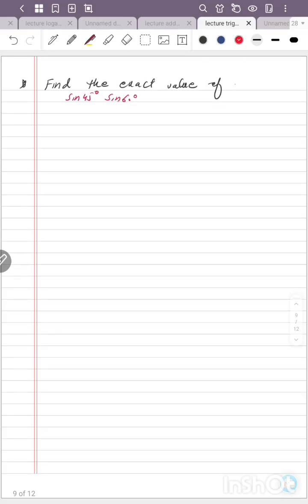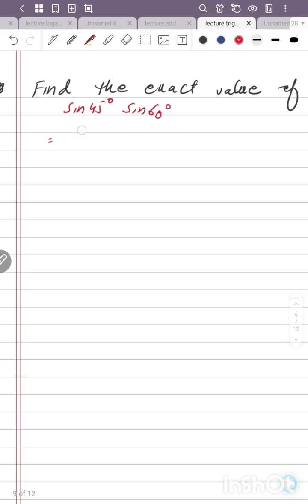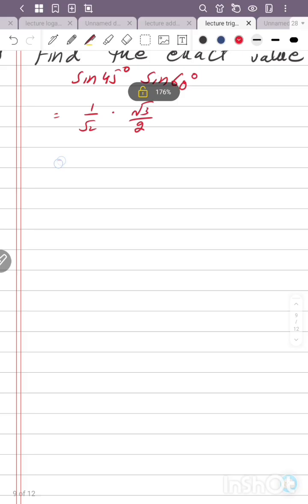Okay dear students, our next question is to find the exact value of sine 45 and sine 60 degree. Sine 45, we know that its value is 1 by square root 2, and sine 60 we know that its value is square root 3 by 2. Now square root 3 multiplied by 1, the answer is square root 3. 2 and square root 2 multiplied, here we got this answer.